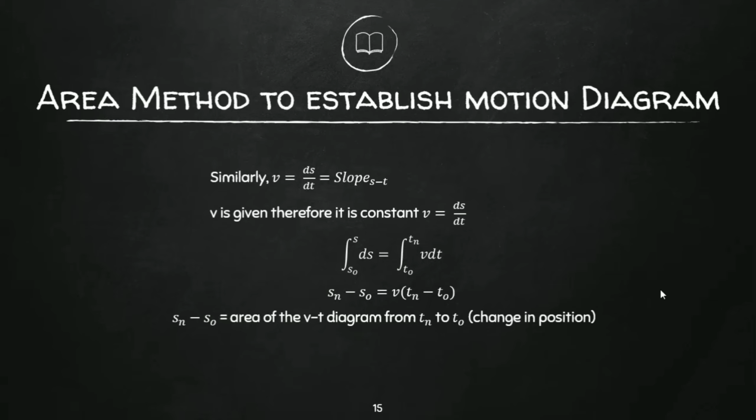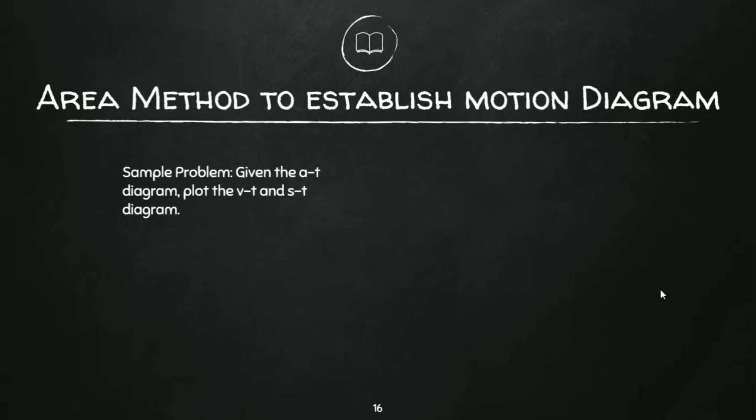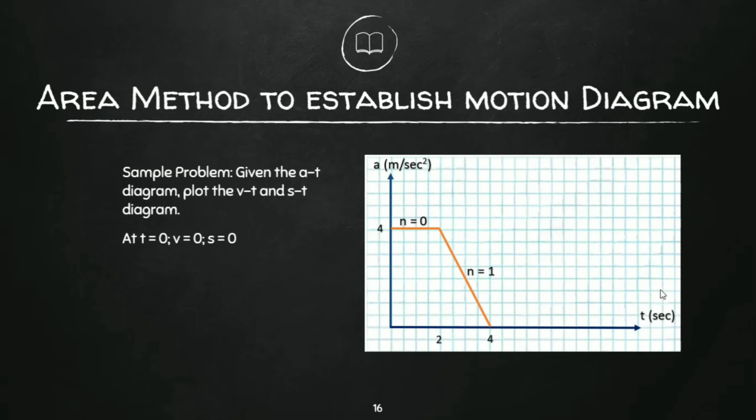So, let's have this example. Given an AT diagram, we are asked to plot the Vt and St diagrams. At t equal to 0, the velocity is equal to 0, and the position S is also equal to 0. We have this given. For this example, we were not given the equation of the acceleration in terms of time, but instead we were given the diagram right away.